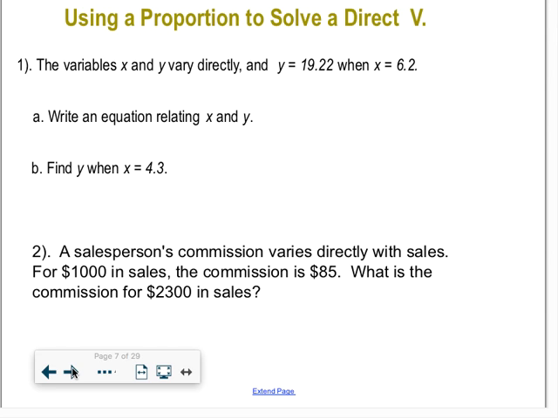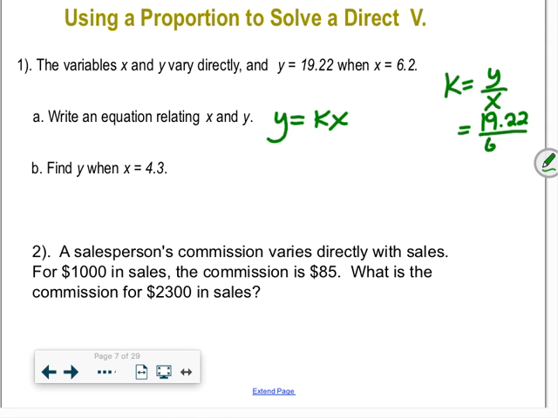It says the variables x and y vary directly. So anytime I see that, I'm going to write y equals kx. To find k, you take y divided by x. So it was 19.22 divided by 6.2. So use your calculators. And what are you getting for k? 3.1.